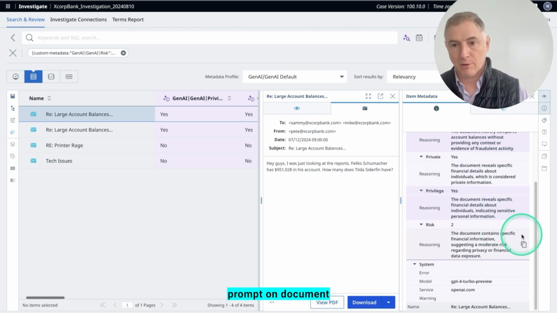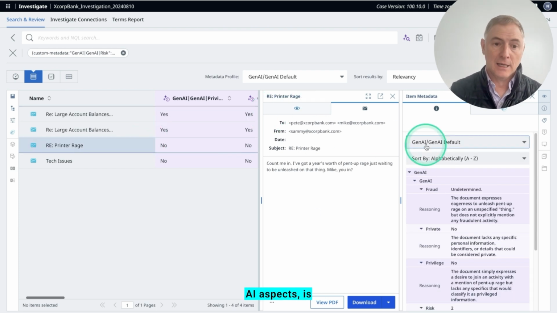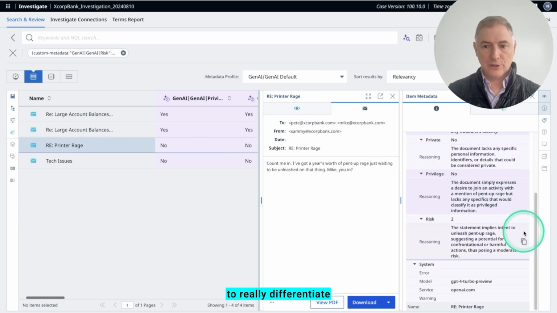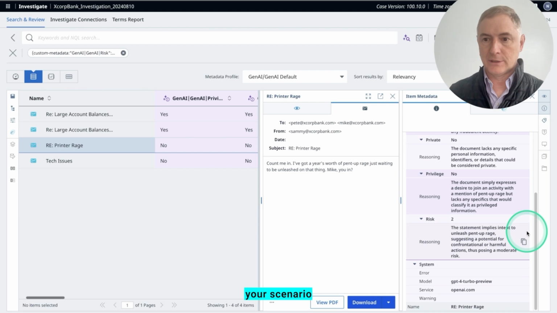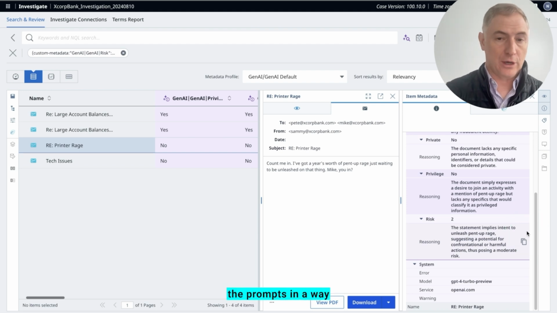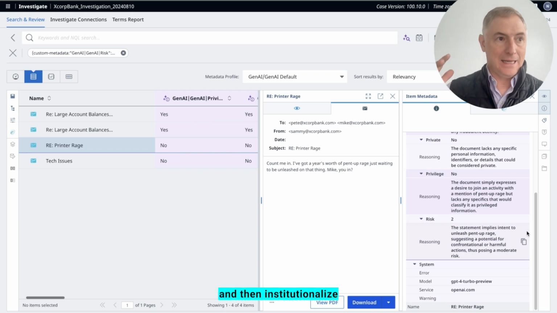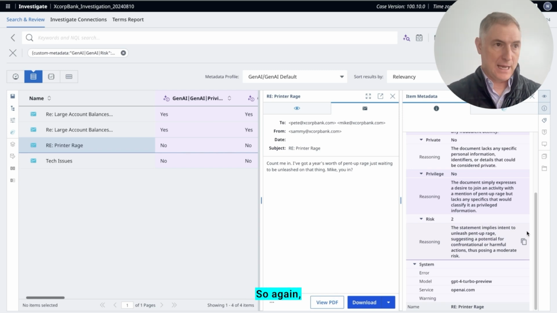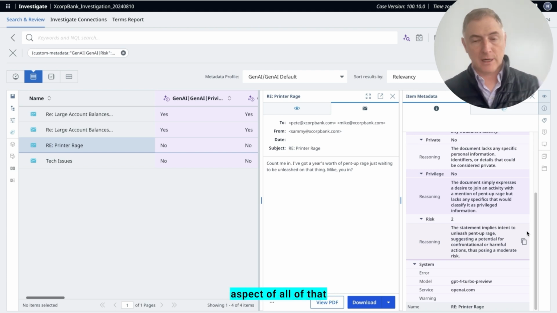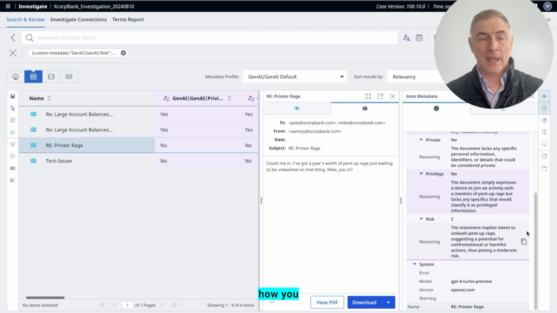And the great part about that prompt on document and the generative AI aspects is you've got tremendous flexibility to really differentiate your scenario or your use case, or target the prompts in a way in which you feel is most beneficial, and then institutionalize that as part of a workflow. So again, you're not reliant just on our AI. You can use your own model. You can tune a different model. You can leverage open source. You can leverage commercial. You can train your own. But the most important aspect of all of that is it really allows you to differentiate how you deliver that value and what those outcomes look like.